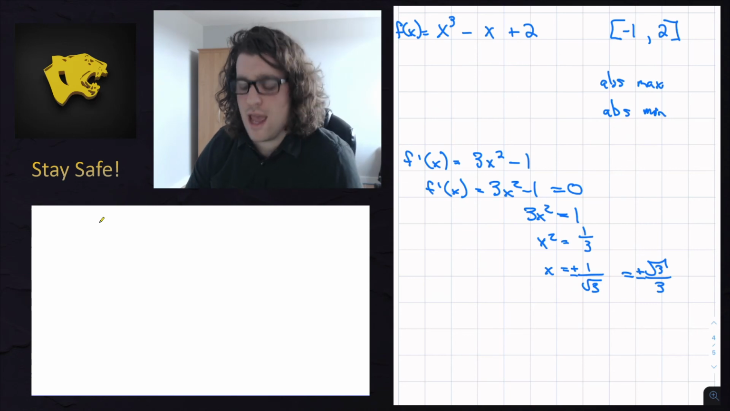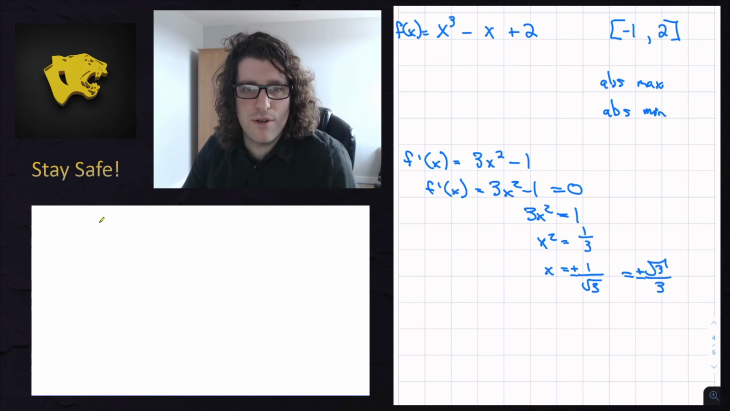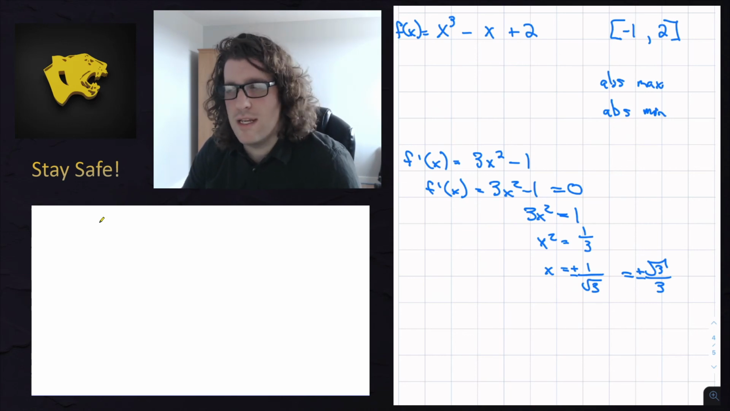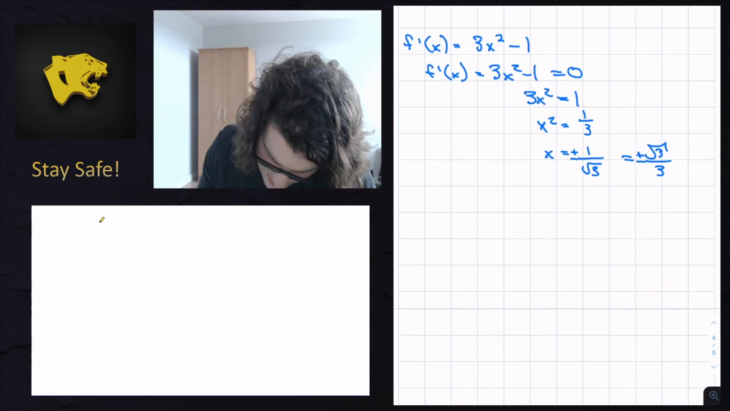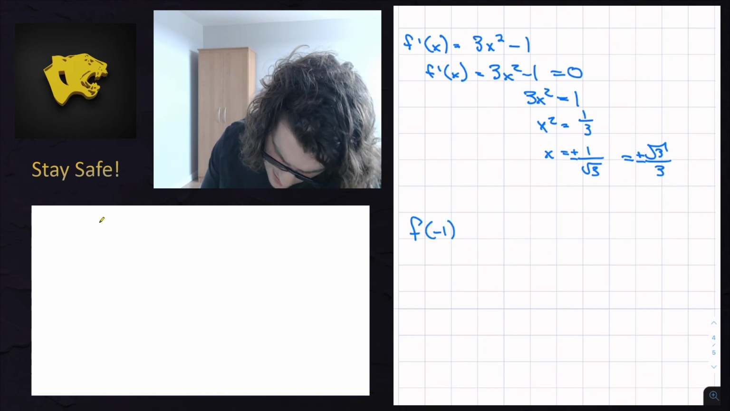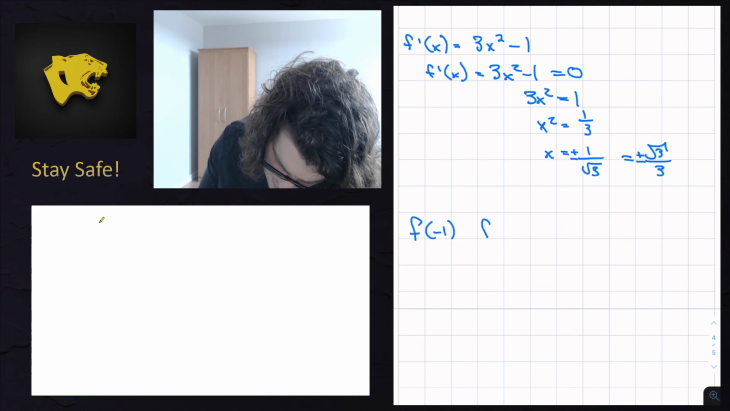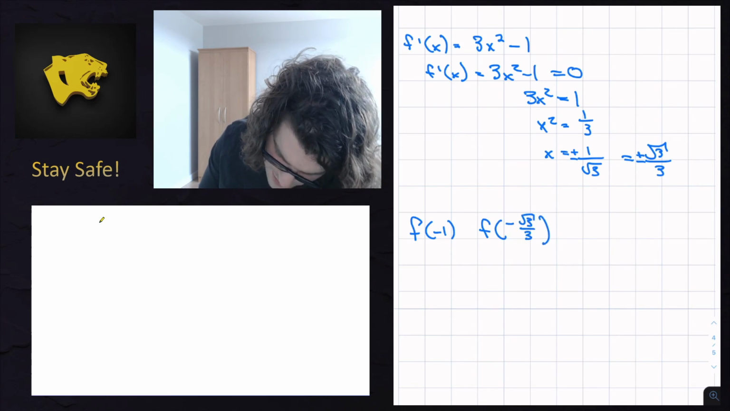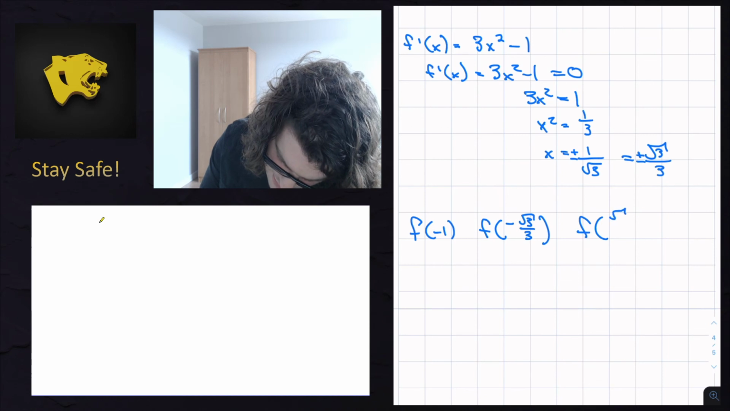Now, we're going to get into something a little more, tests, I guess you could say, to see what's going on at these critical numbers. But for the time being, all I need is the absolute max and absolute minimum for this particular problem. So I'm just going to list these things. What does the function look like at -1? What does the function look like at negative root 3 over 3? What does the function look like at positive root 3 over 3? And what does the function look like at 2?